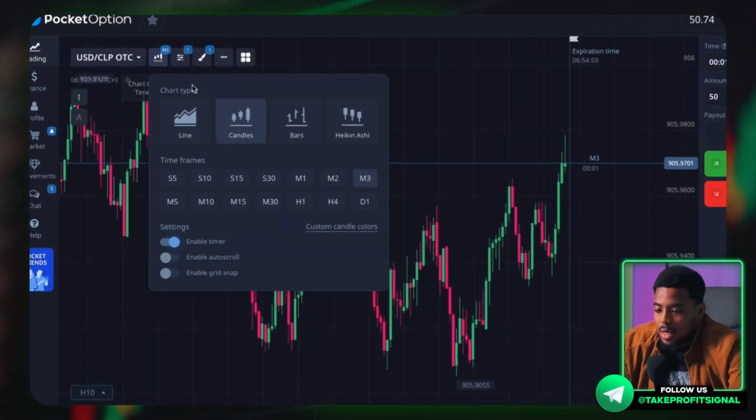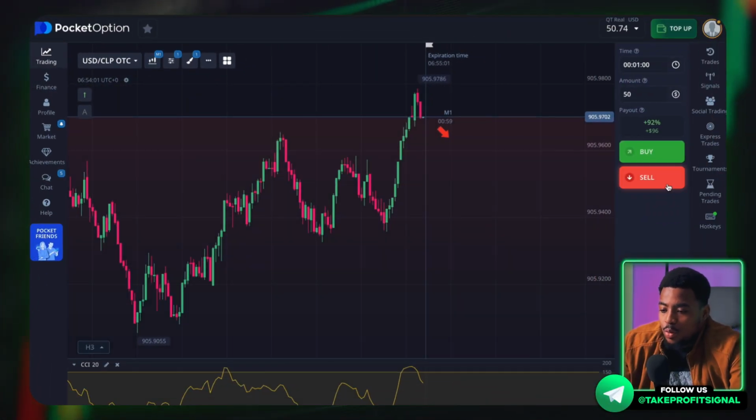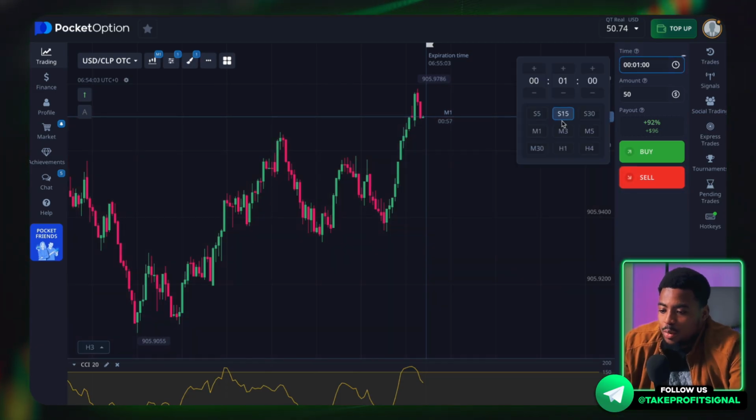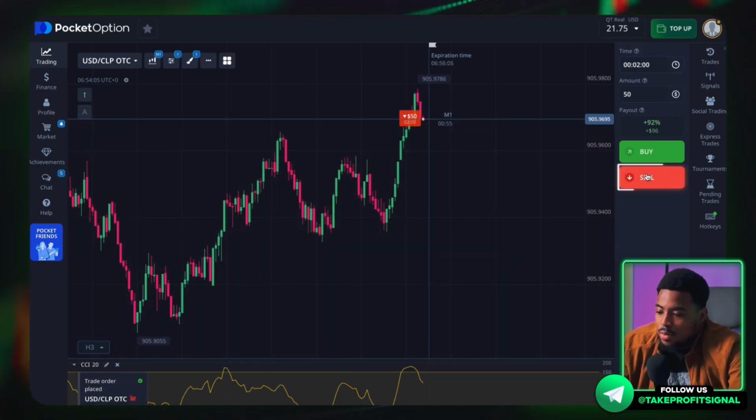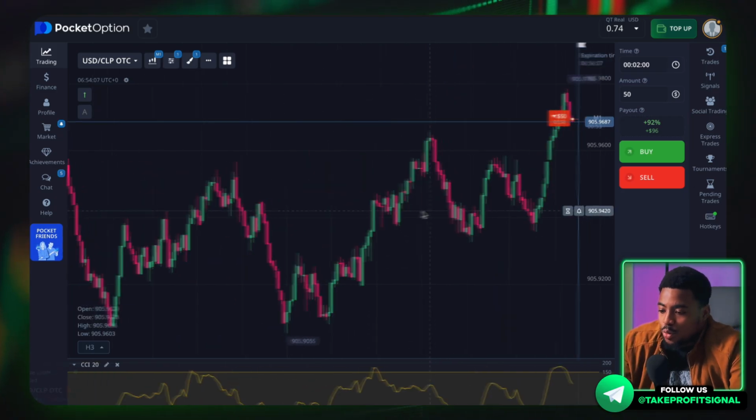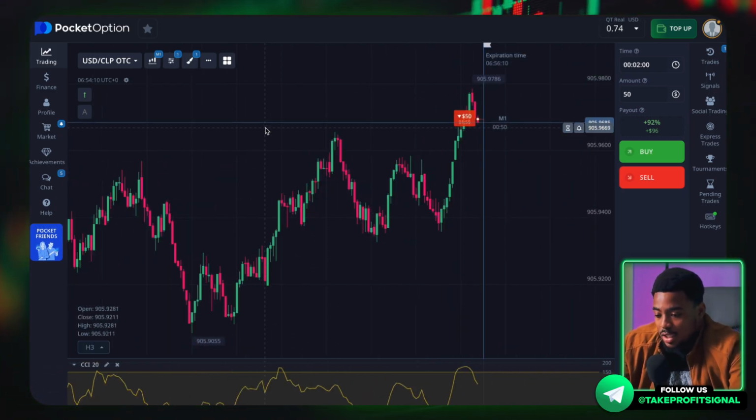But we are back at our chart. I will switch to M1, and here I will open the trade for 2 minutes on the downside. Now I will explain to you why I made such a decision.